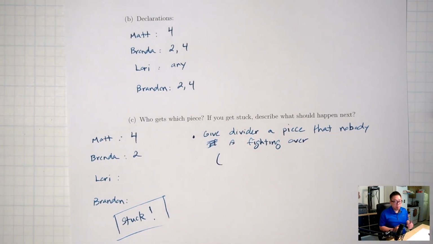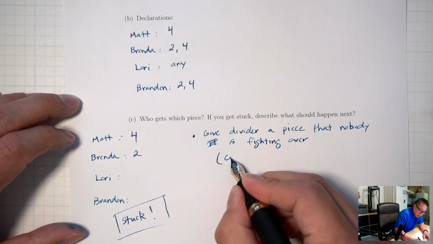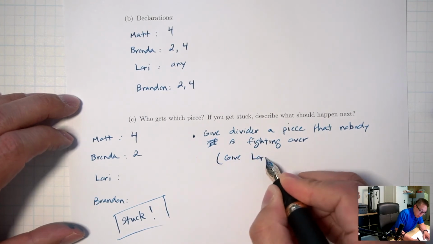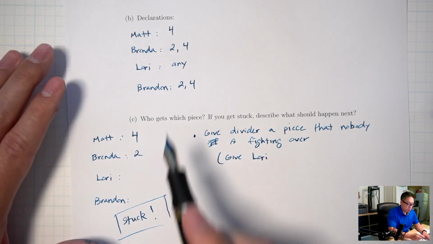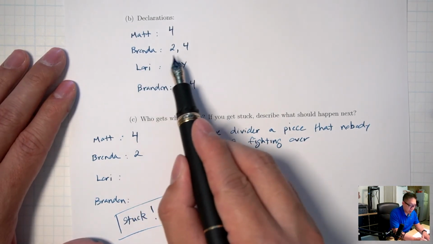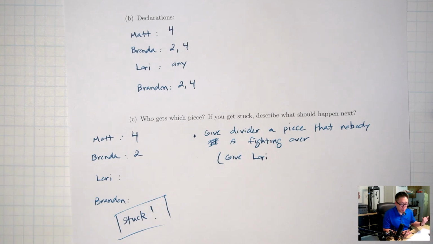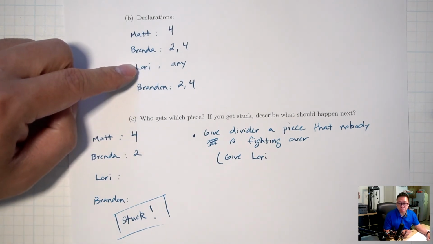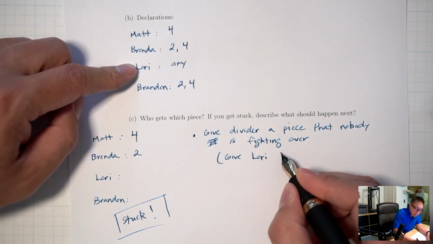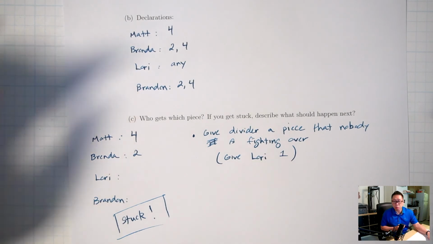Okay, so in this case, Lori is the divider. And let's give her a piece that nobody is fighting over. So Brandon wants 2, 4. Brenda wants 2, 4. Matt wants 4. So the pieces that nobody wants are 1 and 3. So pick one. Give her one of those. So let's give her 1. It doesn't matter. You can also say 3 here.